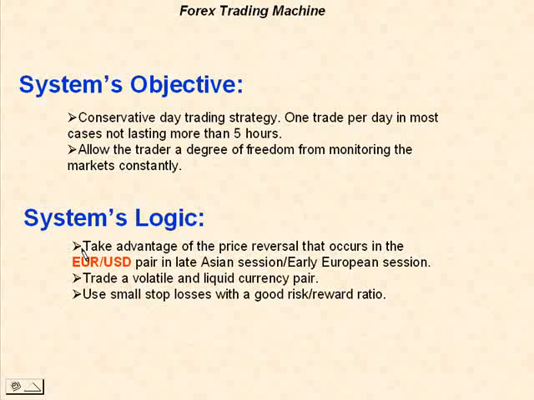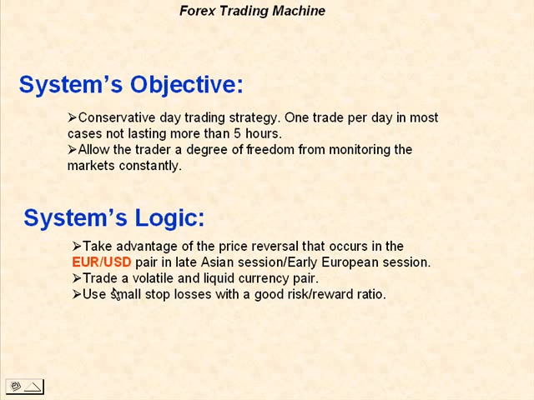The first point to talk about is to take advantage of the price reversal that occurs in the Euro-US dollar pair in late Asian session, early European session. So this is sort of a price reversal that occurs between these two sessions. It can happen in the Asian session or in the early European session, it doesn't matter. The idea is that the market moves in a certain direction, a number of pips, as you already know it is 15 pips, and it suddenly turns around and trends in the other direction.